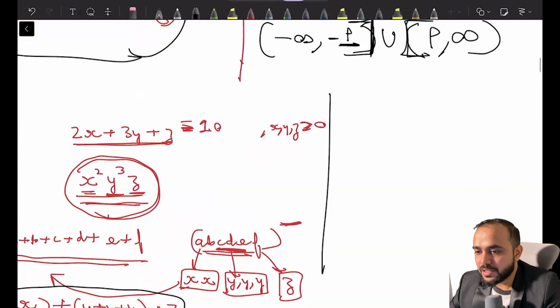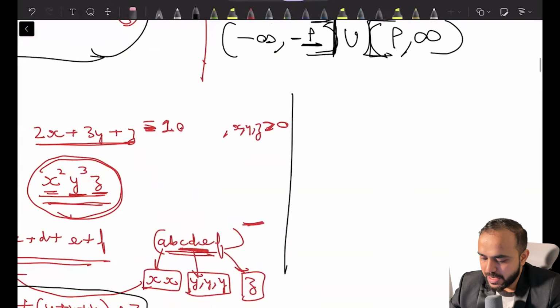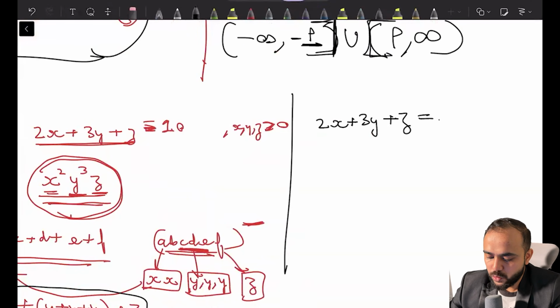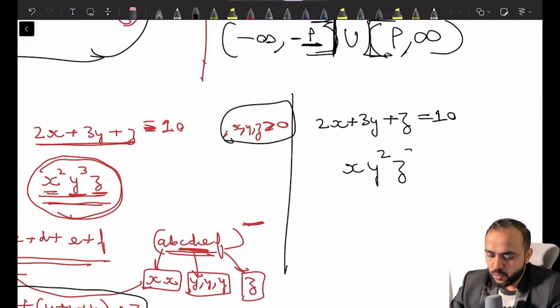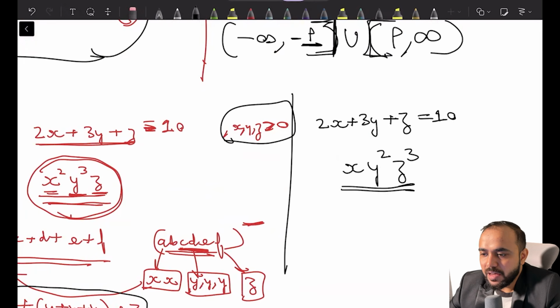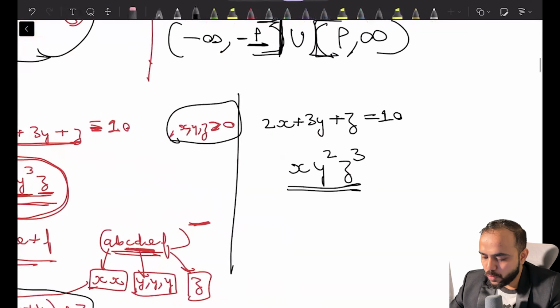Now let's say that the numbers were not so supportive. Let's start with this example only. 2x plus 3y plus z is equal to 10. This constraint remains: x, y, z is greater than 0. Let's say they ask me x y square z cube. What is the maximum value of this? So I will again go by this approach.